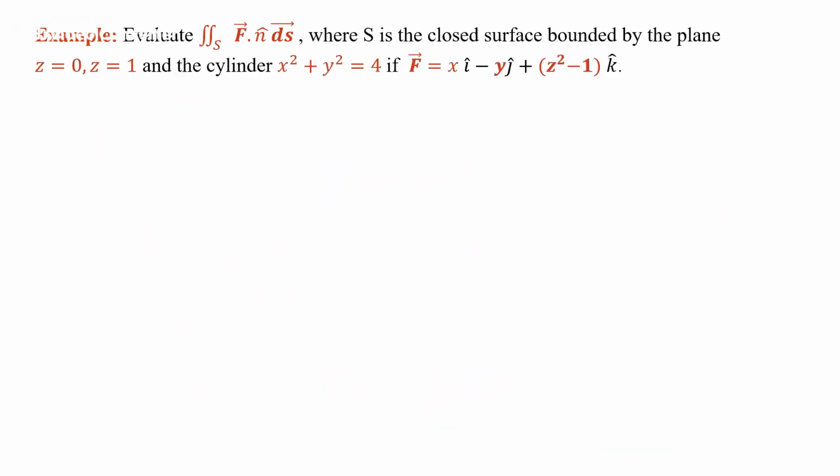Next example, evaluate the double integral of f dot n ds, or say the surface integral, where S is a closed surface which is bounded by the planes z equal to 0 and z equal to 1, and a cylinder that is x square plus y square is equal to 4.